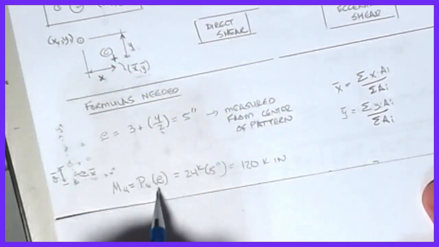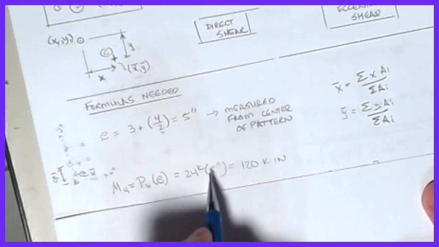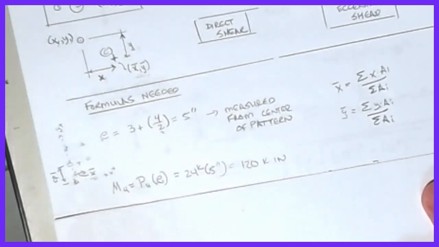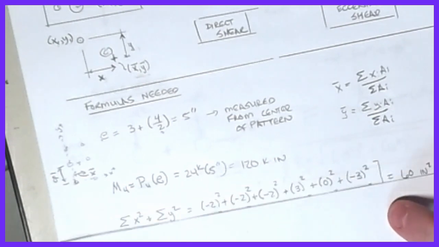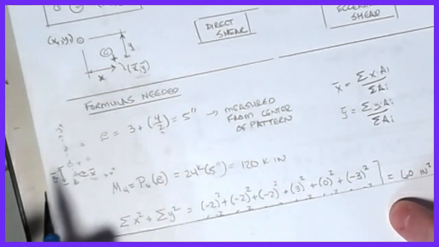So MU is equal to PU times E, and that's 24 kips times 5 inches, which is going to be 120 kip-inches, a moment that we have to be able to account for. Okay, so that's the second piece of the puzzle.